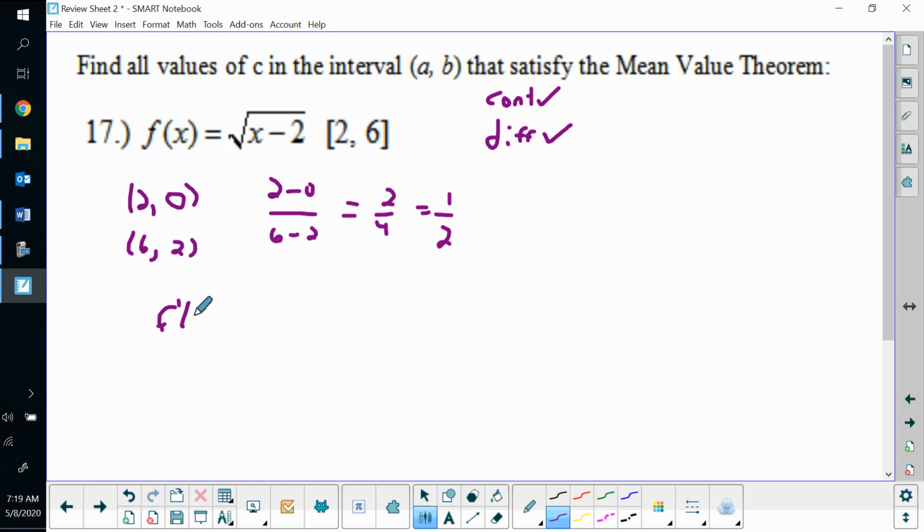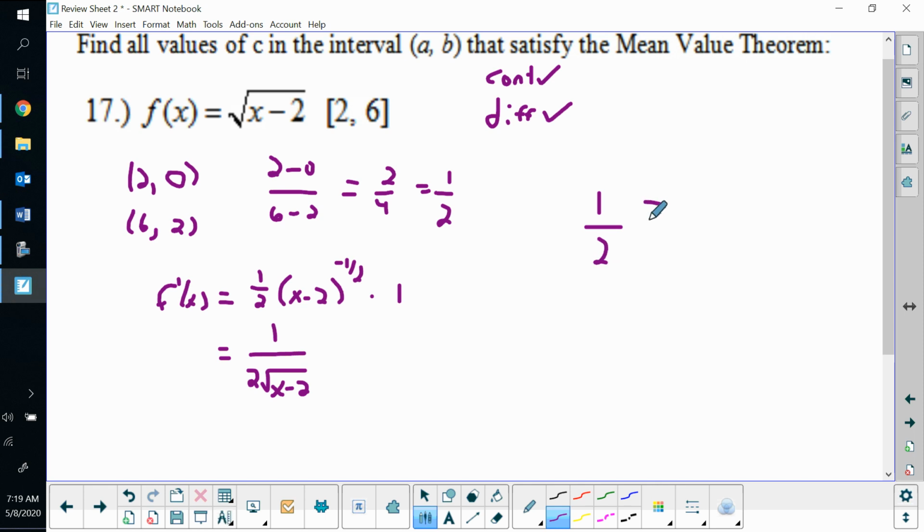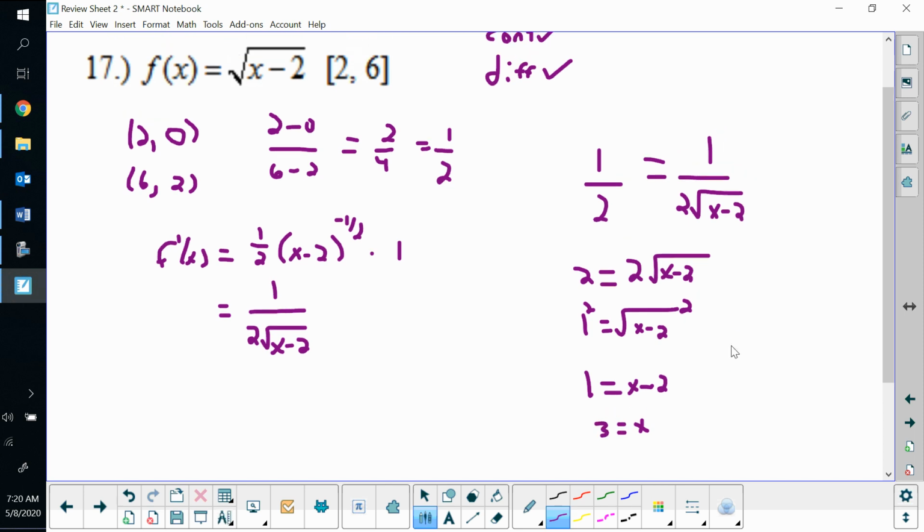Now we need our derivative. We've got to do a chain rule. We'll have 1/2 out front, x minus 2 to the negative 1/2, then times the derivative of the inside, which is 1. Now we want to neaten this up. This is really 1 over 2 radical x minus 2. So we take our slope between the endpoints and set it equal to our derivative. If we cross multiply, we can then divide both sides by 2. We can square both sides to get rid of the radical. And if you add the 2 over, you get x equals 3.